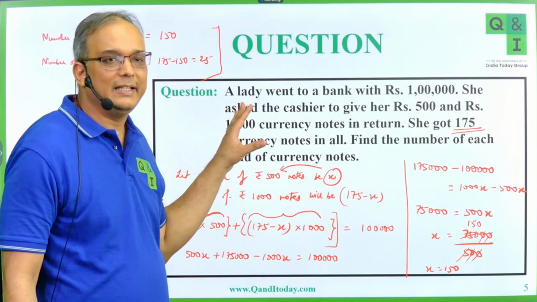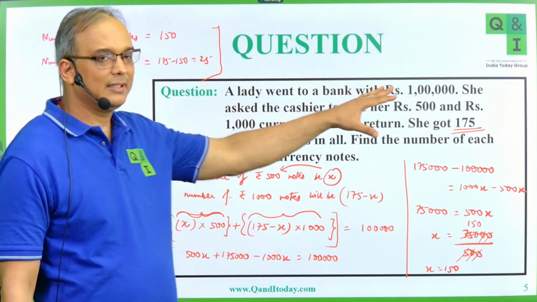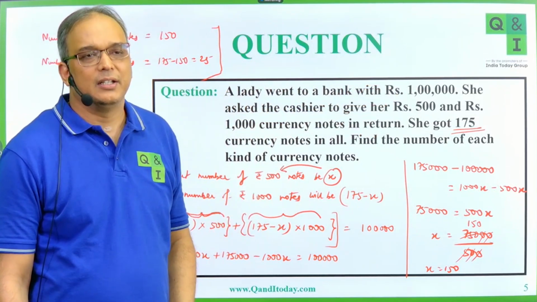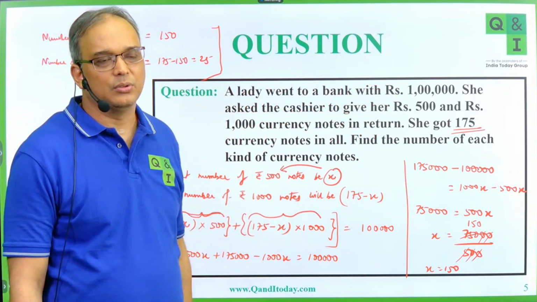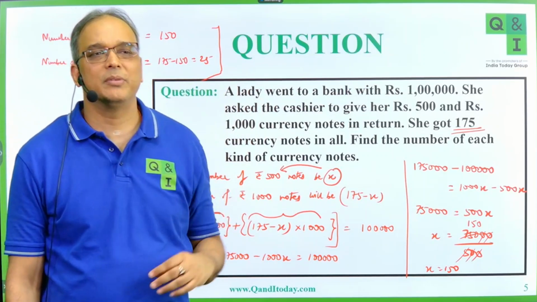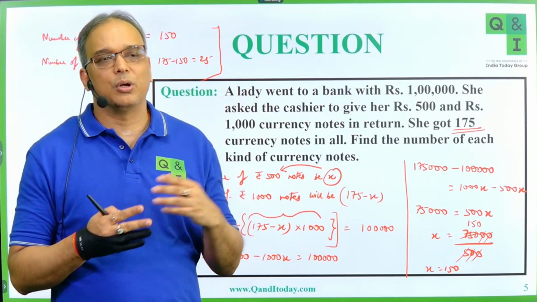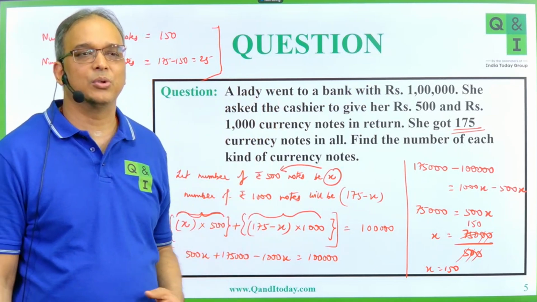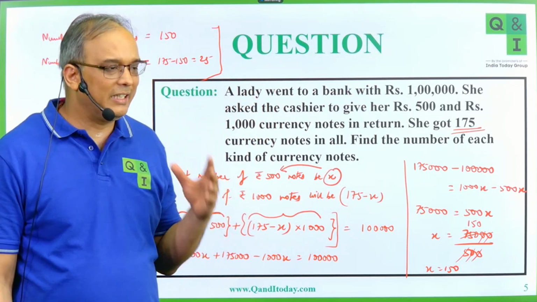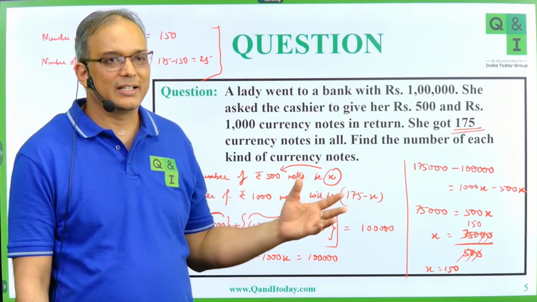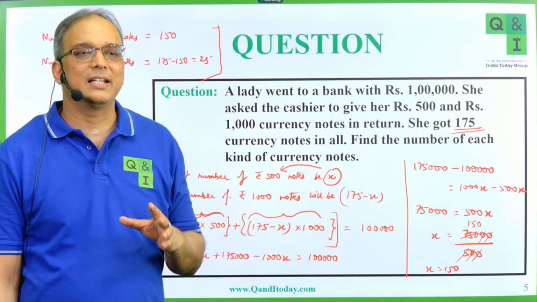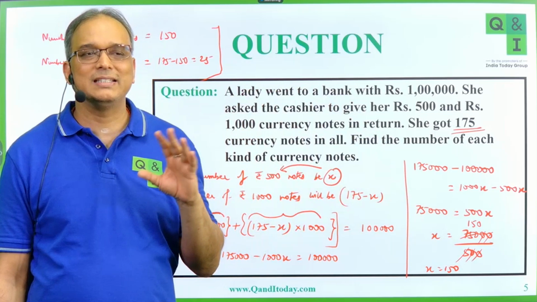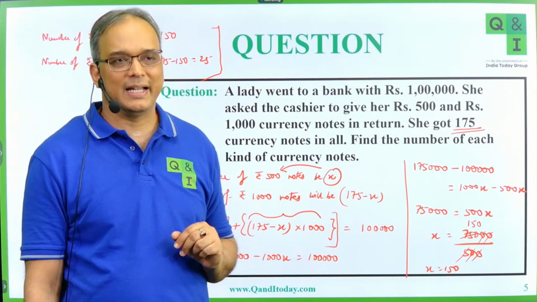See, there is a lady who goes to the bank to exchange her 1 lakh rupees, which she has. Not deposit, exchange that value. She had money in different denominations, saved throughout the years: some 10 rupee notes, some 20 rupee notes, some 50 rupee notes. Now she wants the cashier to give her only 500 rupee notes and 1000 rupee notes, so that it is easier for her to manage.